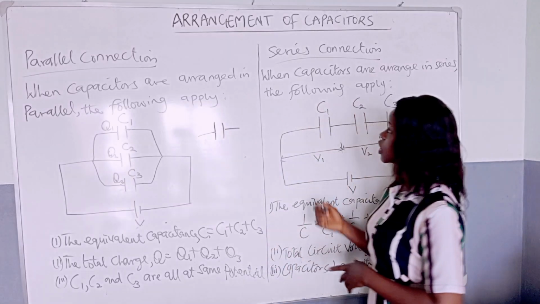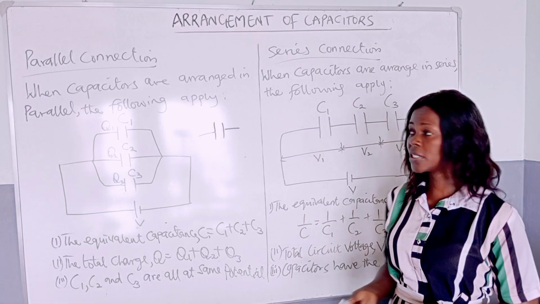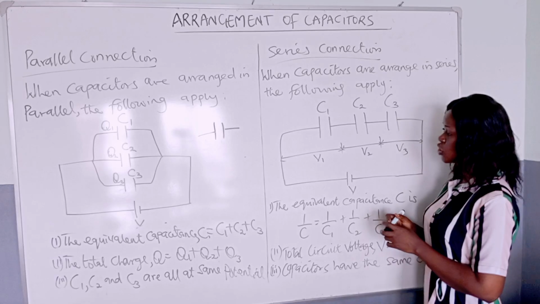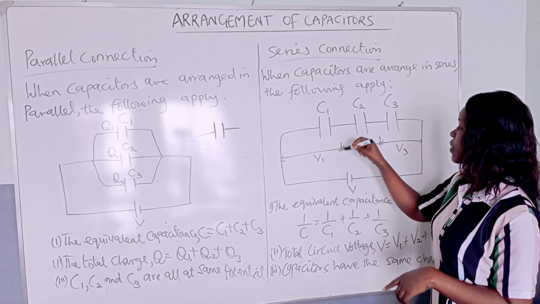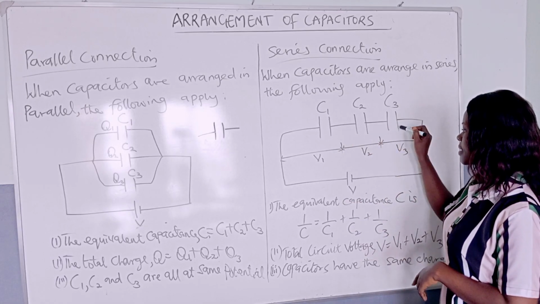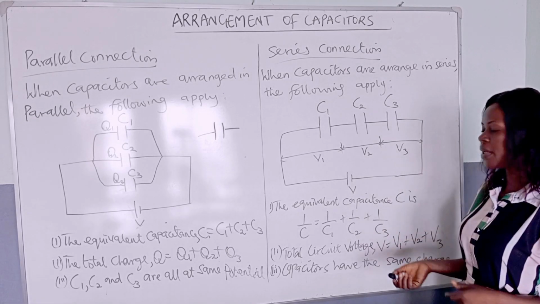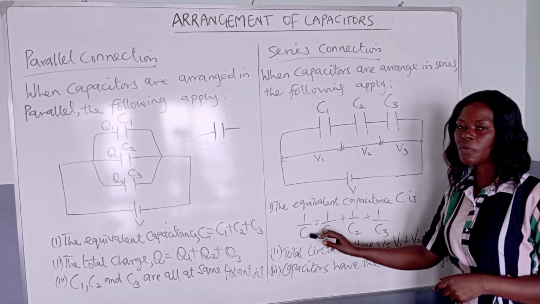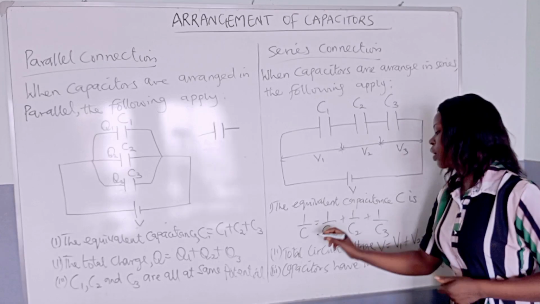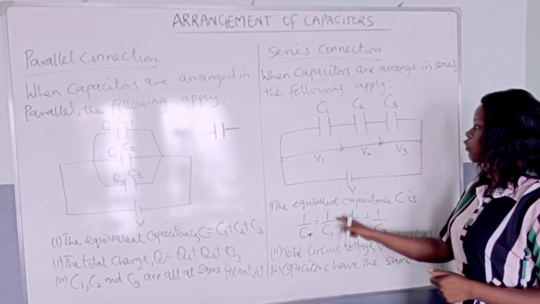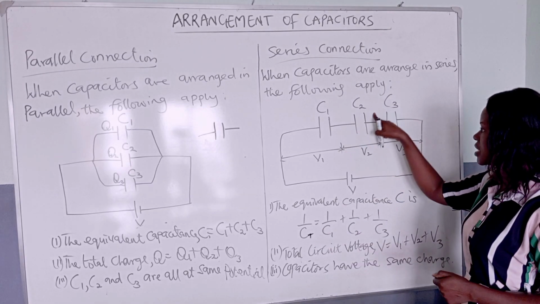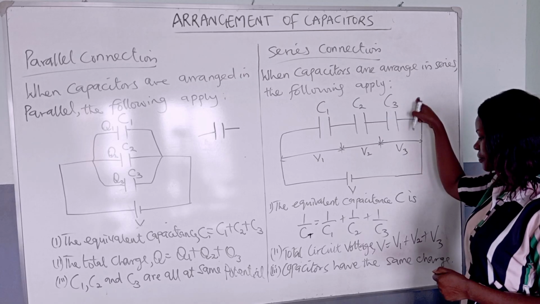So let's move over to series connection of capacitors. When they are connected in series, it means a straight line. So we have C1, C2, and C3. How do you get the equivalent capacitance? Equivalent capacitance C is what? 1 over C total is equal to 1 over C1 plus 1 over C2 plus 1 over C3.